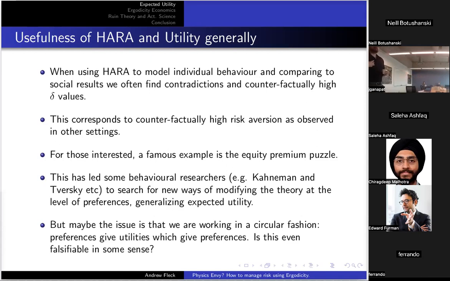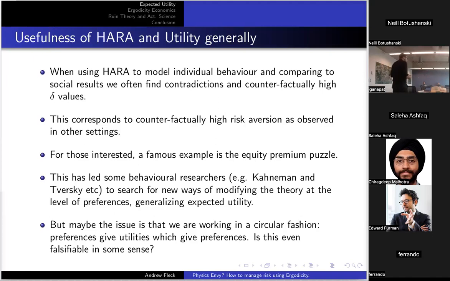But I would contend, and this is where a lot of ergodicity economics gets its motivation, that maybe we're working in a bit of a circular fashion, right? We're saying, well, preferences give utilities, which then can define preferences, right? So we say, oh, people have these preferences because of this utility. Which preferences do they have? Well, they have the preferences that are given by the utility we're modeling, right? And so you're working in an unscientific way. You're kind of pulling yourself up by your bootstraps, working in a circular fashion.